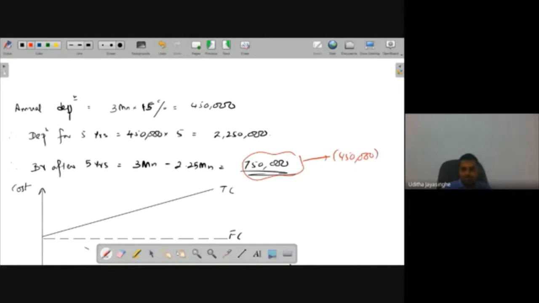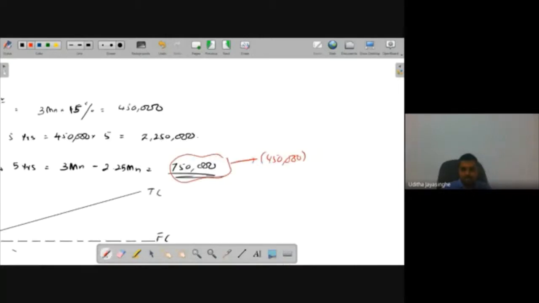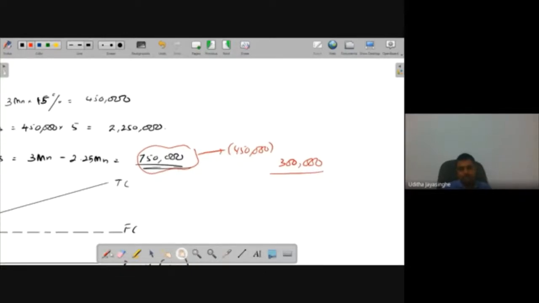So your remaining value is going to be 300,000 after the 6th year. Now what is going to happen? Can you charge a full year depreciation? No, you can't charge. Why? For a year, you're going to charge 15%.